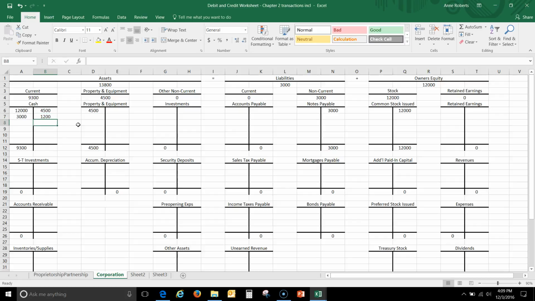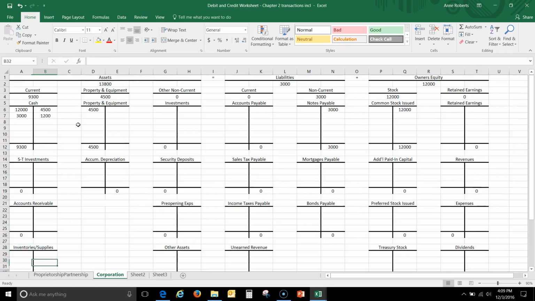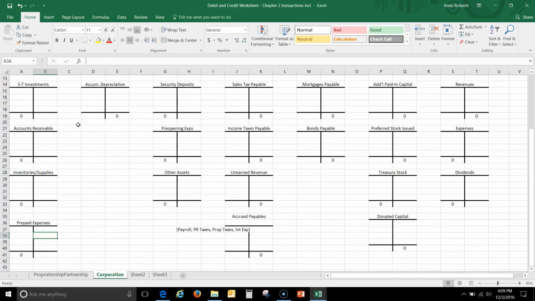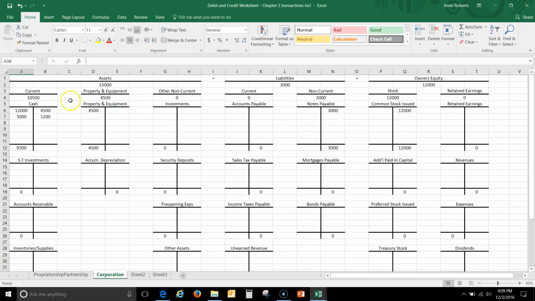So $1,200 there. Again, those prepaid expenses or prepaid assets, they're actually going to increase by $1,200. Okay. Now, again, that's prepaid insurance. So notice what happens up here with assets. Assets are still $15,000. We simply shifted one asset into the other kind of asset down there in the prepaid expenses. Okay. Let's take a look at transaction 5.